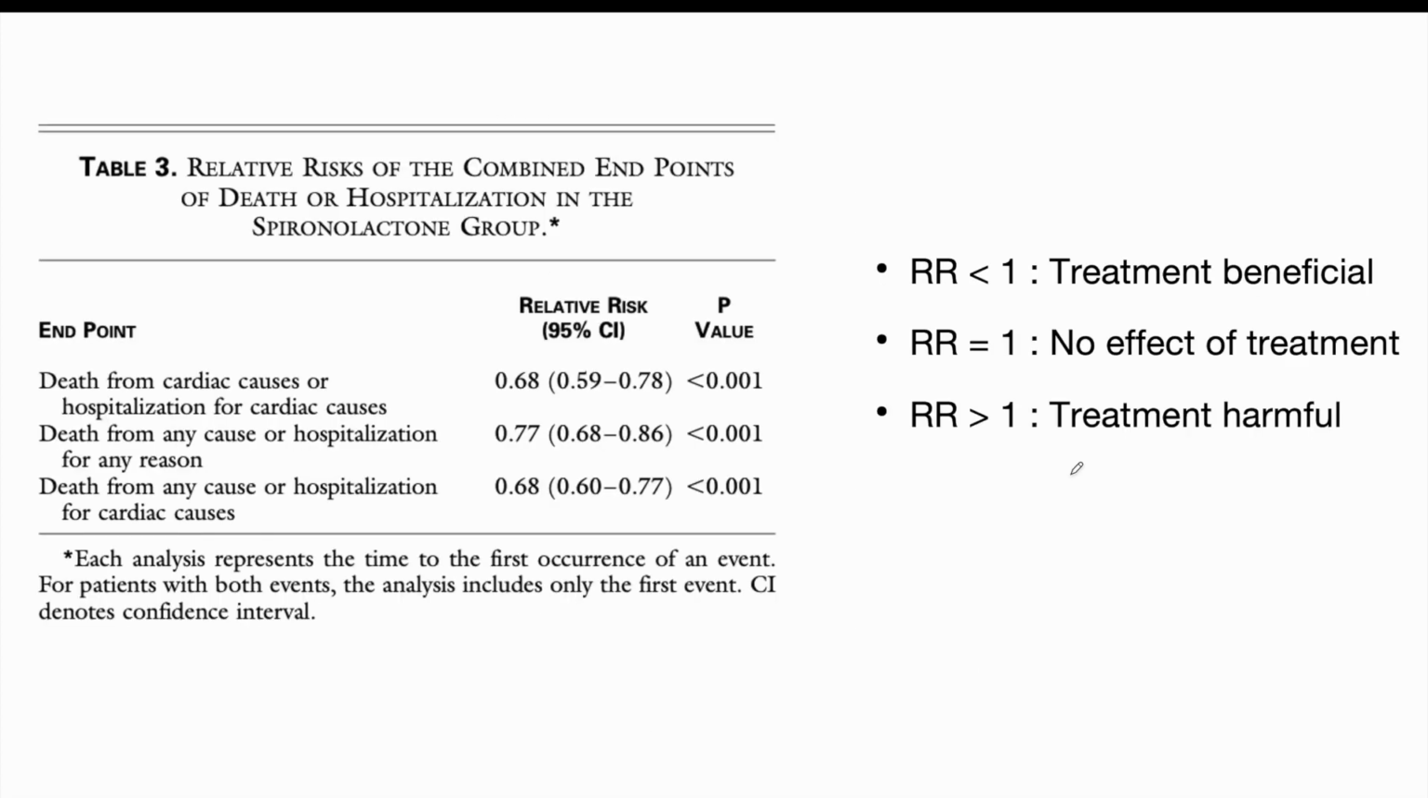But moving on. Once again, we have relative risks from the combined endpoints of death or hospitalization in the spironolactone group. We just look at our numbers. Relative risk less than 1, treatment beneficial. And this is what we see for all of them.